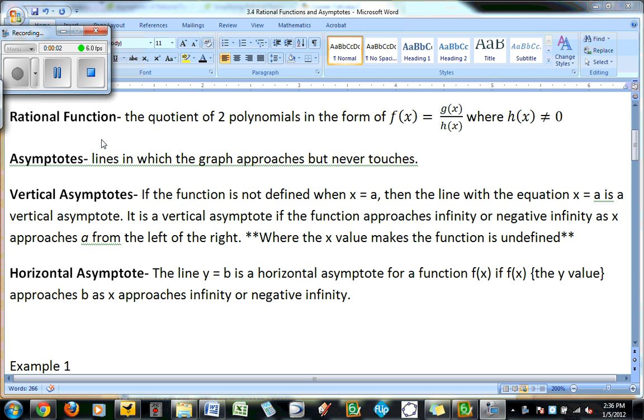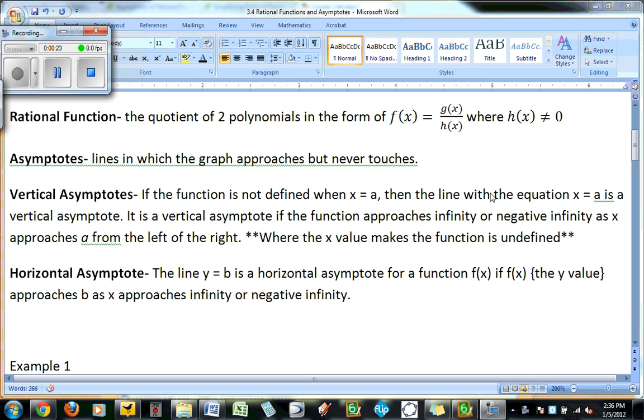Okay, so far in your notes you've seen this writing here, and I just wanted to add some stuff to it. You saw what a rational function is. It's a function divided by another function. What an asymptote is: a line which the graphs approach, but they never touch. And I'll show you a visual representation here real shortly.